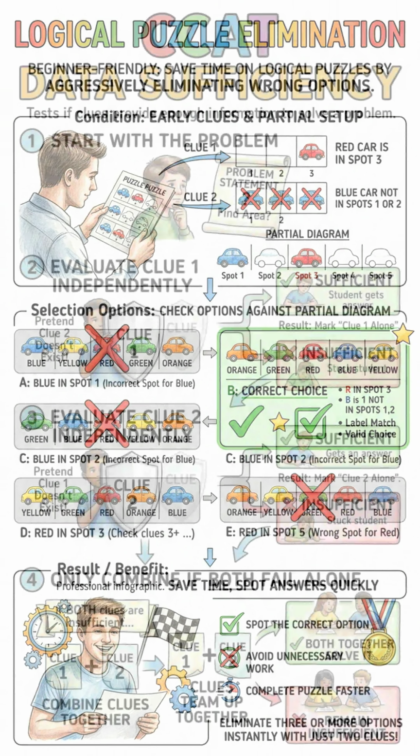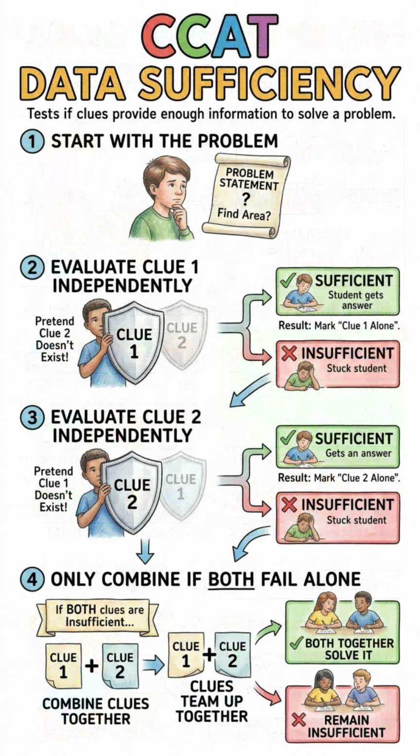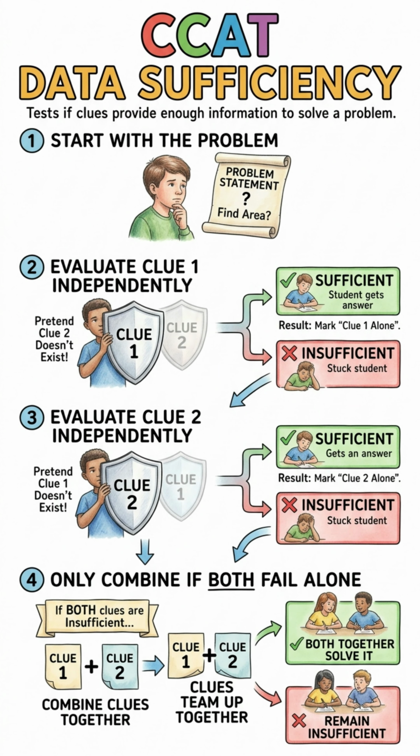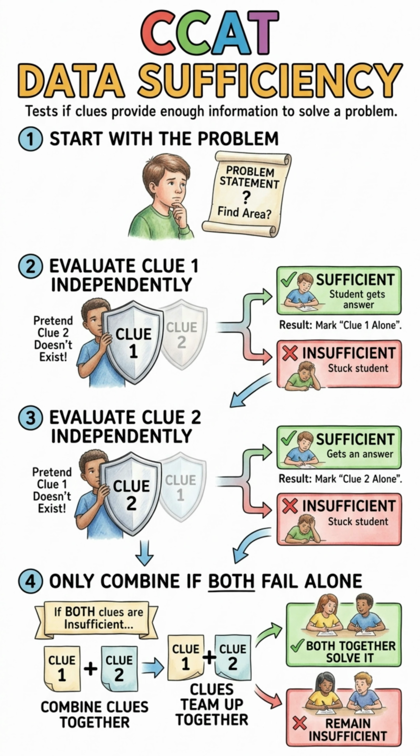The exam also tests data sufficiency, where you are asked if the provided clues are actually enough to solve a problem. The trick here is to evaluate each clue completely independently first, pretending the other clue does not exist. Only if both clues fail on their own should you combine them together to see if they solve the problem as a team. This strict, step-by-step evaluation prevents you from accidentally mixing the clues together in your head too early.